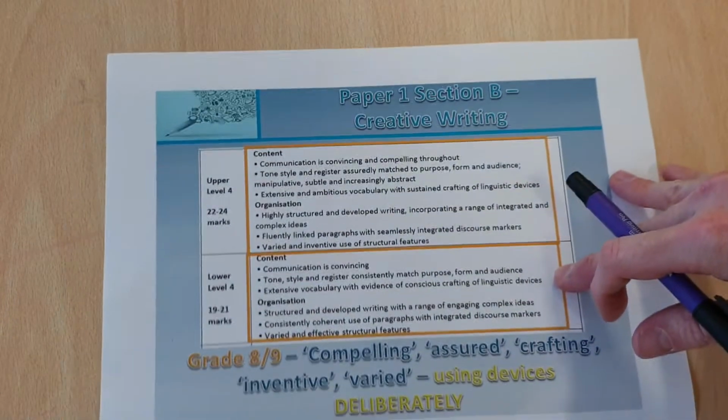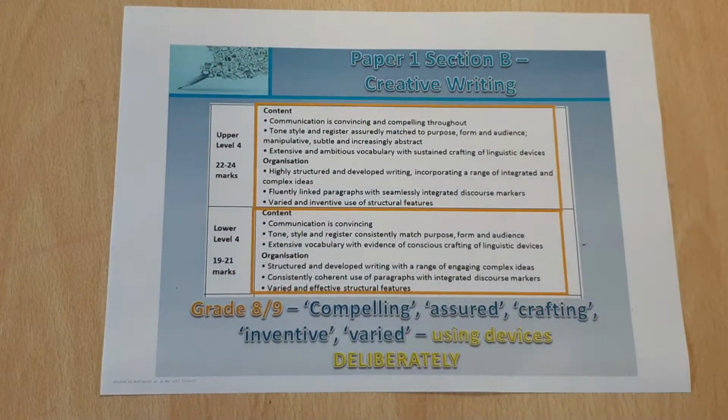So to start off with, I'm just going to have a quick look at what AQA are actually saying you should be doing at the top end. So for level 4, to get those grade 7 to 9, no, it says 8 there, but grade 7 to 9, your writing should be compelling, assured, crafted, inventive and varied.